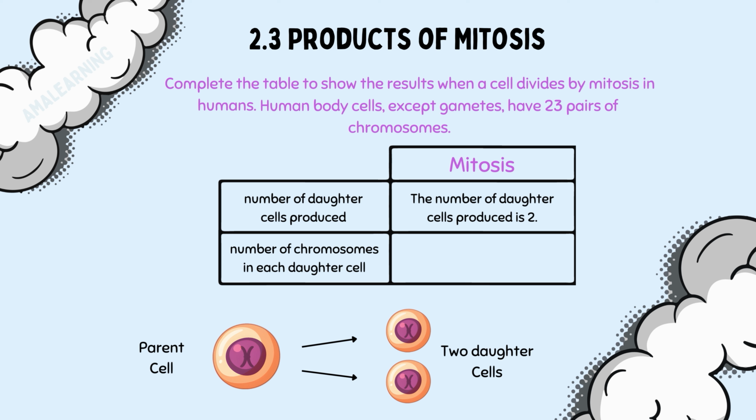The information in the question states that human body cells have 23 pairs of chromosomes. In other words, they have 46 chromosomes. As the daughter cell is genetically identical, it will also have 46 chromosomes.